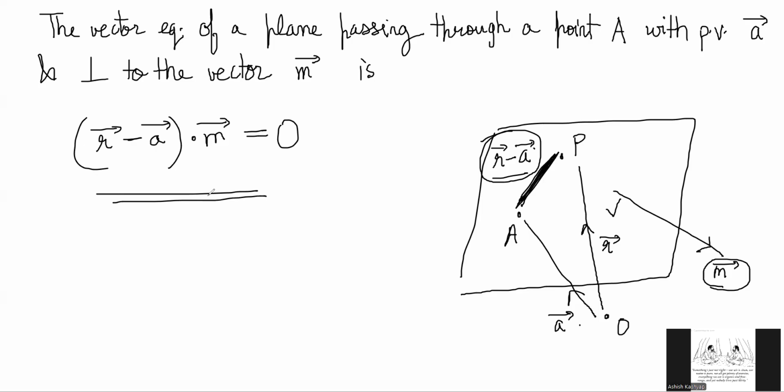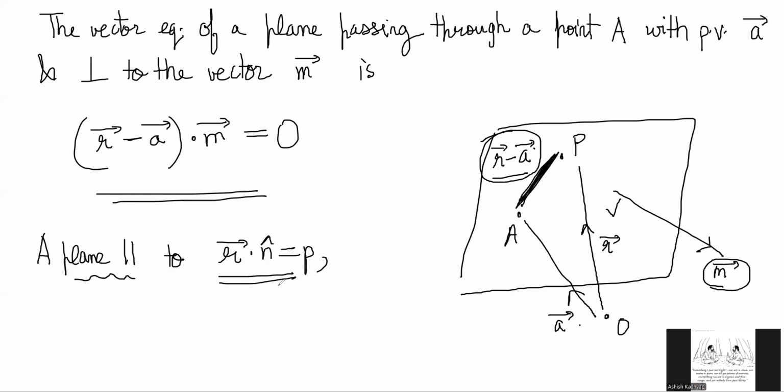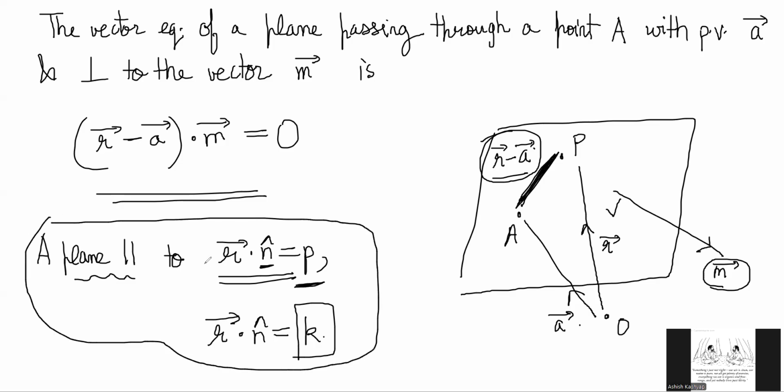Now, if you think about it, if I want to make a plane parallel to r dot n is equal to p, then basically a plane parallel to this plane would also be perpendicular to the same n cap, right? But the distance might be different. So it will be r dot n is equal to k, where the constant distance from the origin is different, right? So once you have understood the plane equation in the normal form, you can also find a plane equation parallel to the given original plane, right?